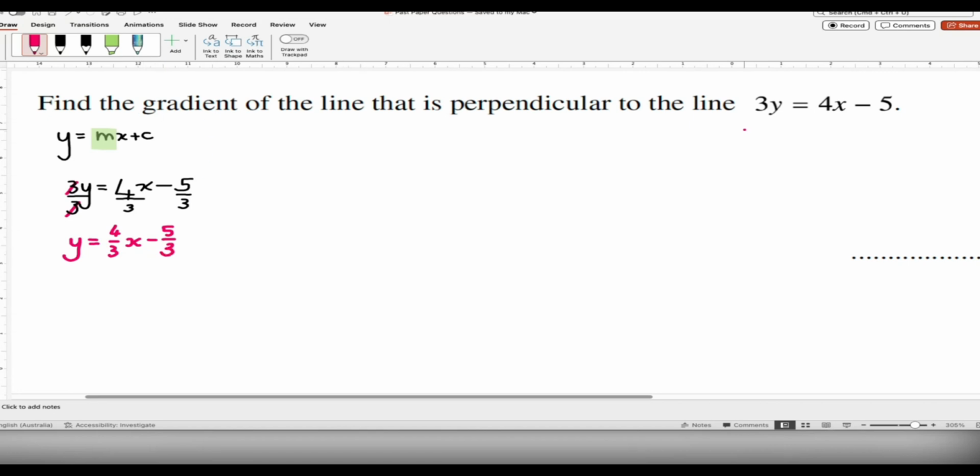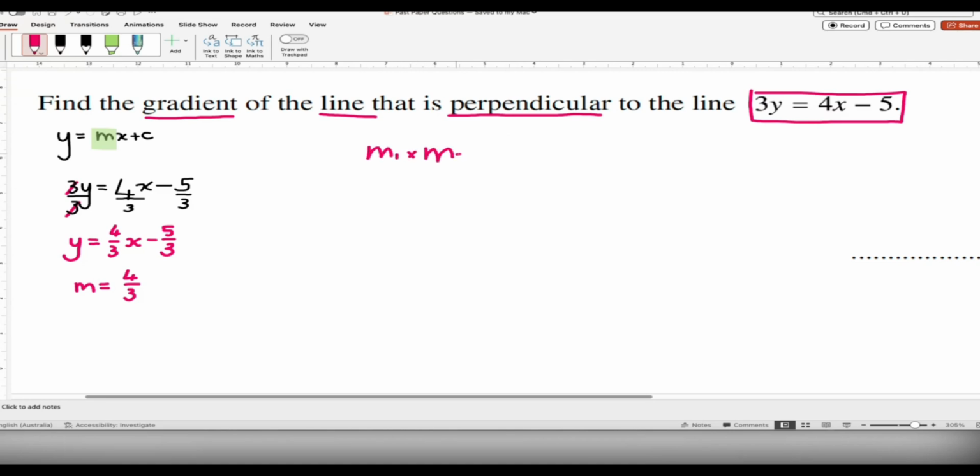Okay, so the gradient of this line is equal to 4 over 3. But the question is not asking for the gradient of this specific line. The question is asking for the gradient of the line that is perpendicular to this line. Now remember, with perpendicular lines, the product of the gradients will always be equal to negative 1.